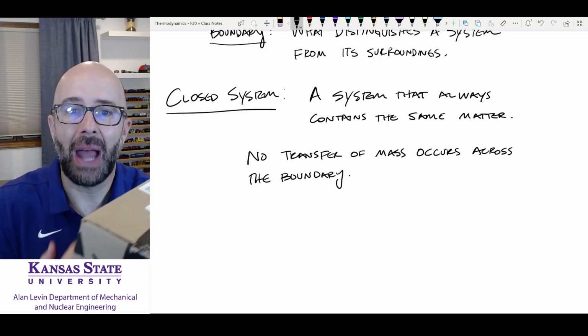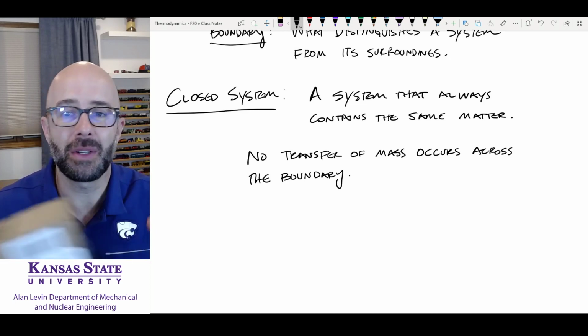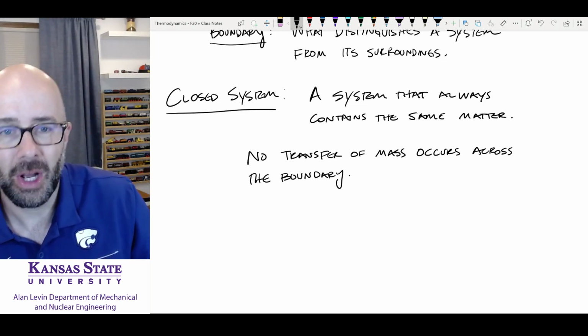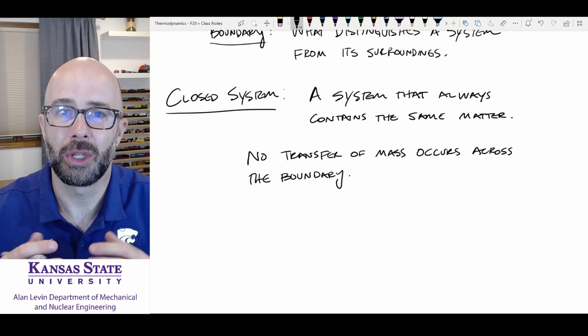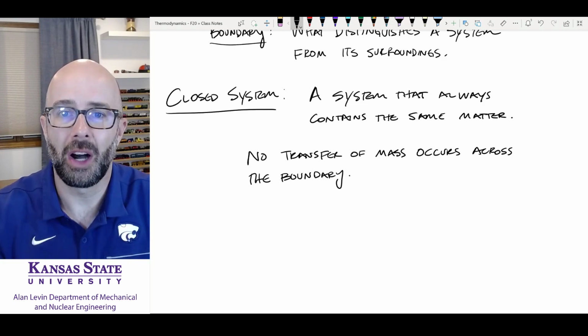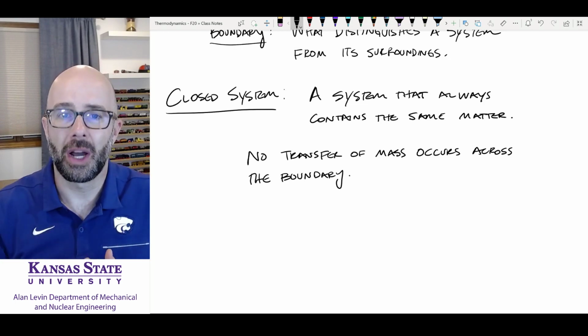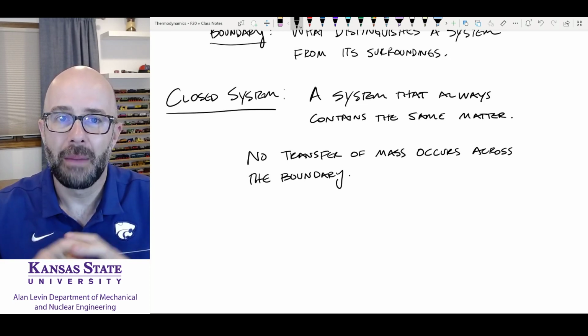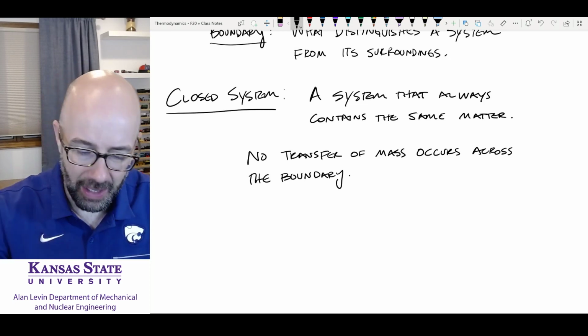It's moving in or out of that boundary, but the system is still closed. No mass crosses the boundary. Okay. There's also this idea of work that we're going to come to. The system can work on the surroundings, or the surroundings can work on the system. We'll define that more later. But the key thing is no mass can cross the boundary.